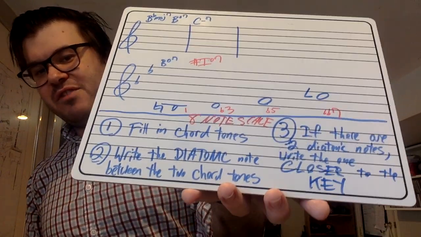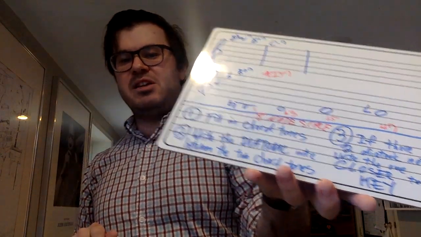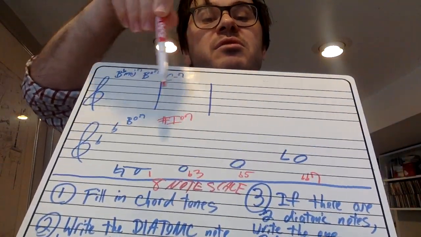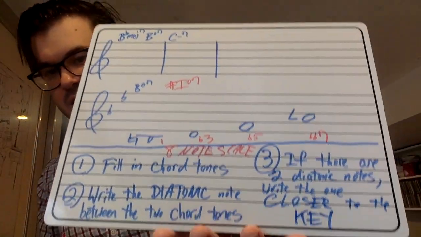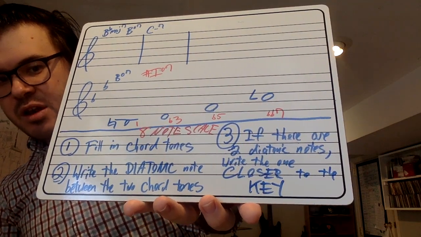Kind of like Mixolydian flat 9, sharp 9, flat 13, it's not going to be a 7-pitch scale. There's going to be a note that comes after every single chord tone. And to determine which one that is, you're going to use step 2. Write the diatonic note that's between the two notes.